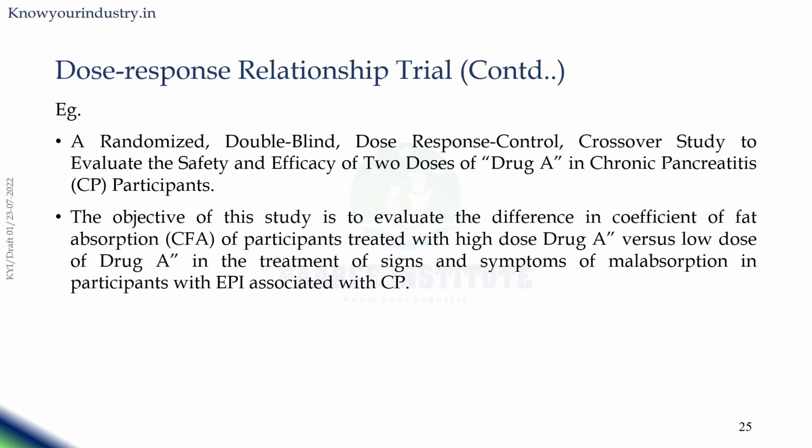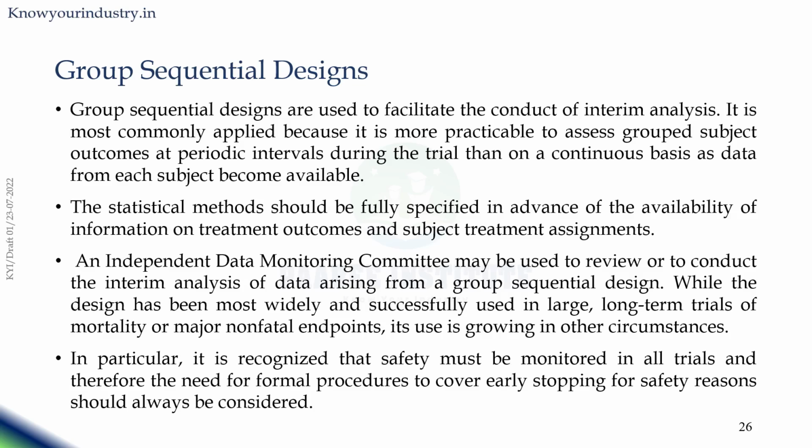This slide presents a typical dose-response relationship trial. This trial is a randomized double-blind dose-response control crossover study to evaluate the safety and efficacy of two doses of a drug A in chronic pancreatitis patients. The objective of the study is to evaluate the difference in coefficient of fat absorption of participants treated with high-dose drug A versus low dose of drug A in the treatment of signs and symptoms of malabsorption in chronic pancreatitis patients. Now we are going to see group sequential design.